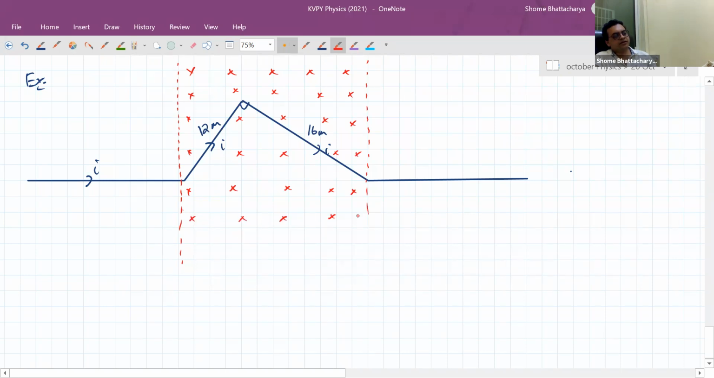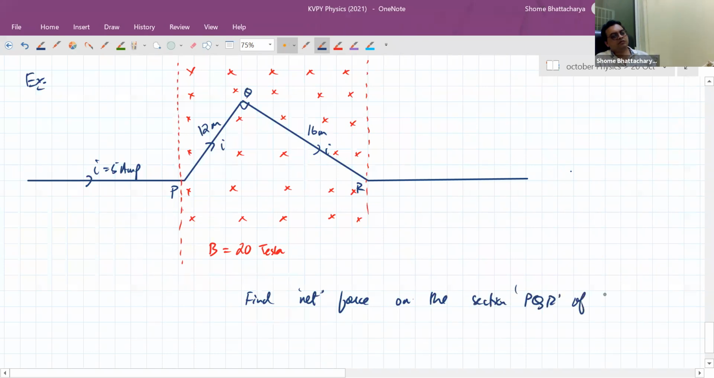So this uniform magnetic field is, let us say, of magnitude 20 Teslas. And the current carried by this wire is 5 amperes. So if these points are P, Q, R, find the net force on the section PQR of the wire bent into a 90-degree angle as shown.